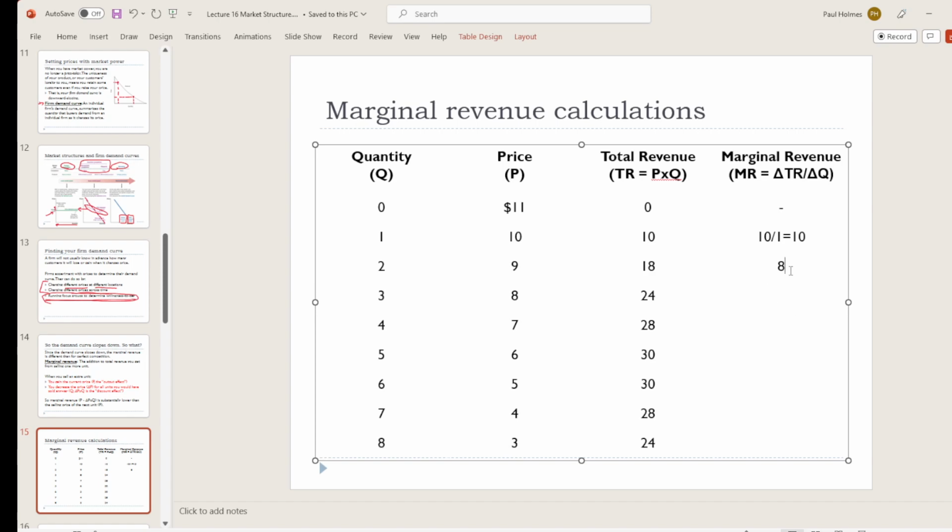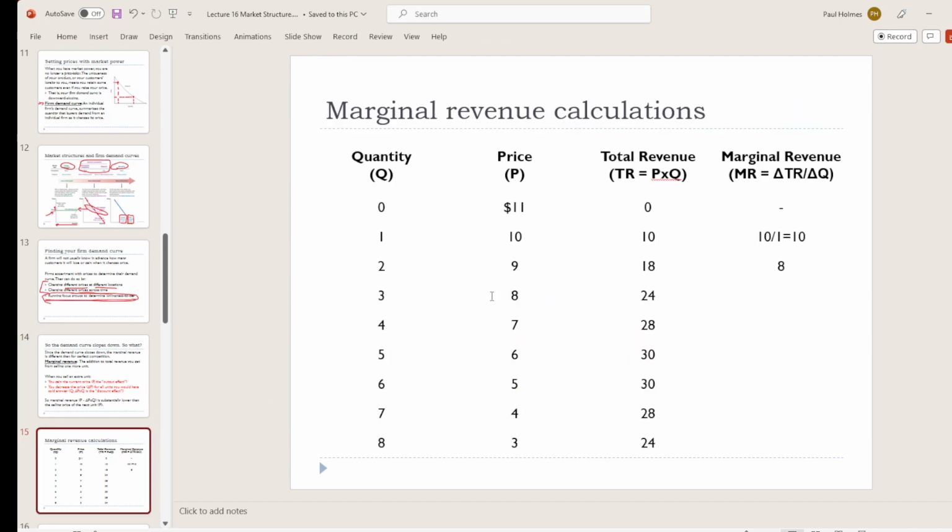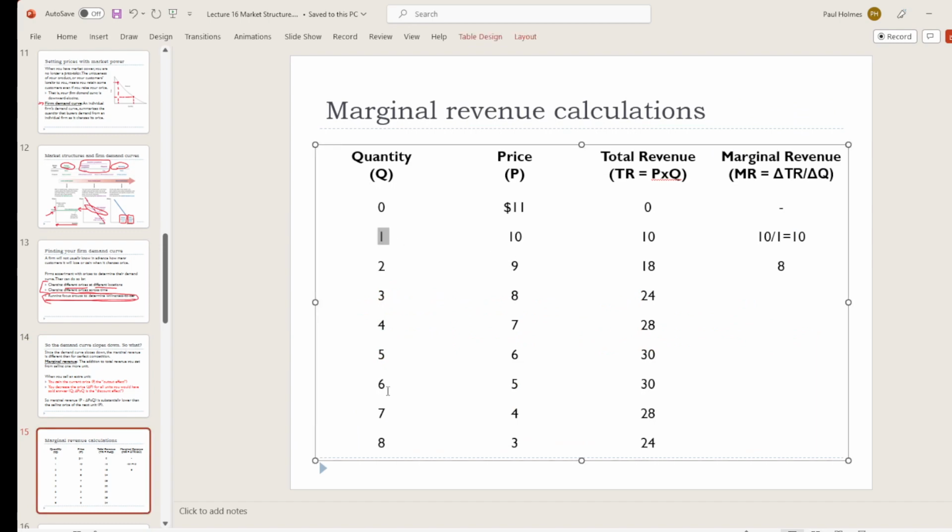Or we could say, well, we sell the next unit at a price of 9, that's our output effect, but we have to reduce the price on all of the goods that we would have sold anyway. Well, we would have sold 1 good anyway, and we reduced the price by 1. So to break that down into the output effect and the discount effect, we get an output effect of 9 and a discount effect of 1.